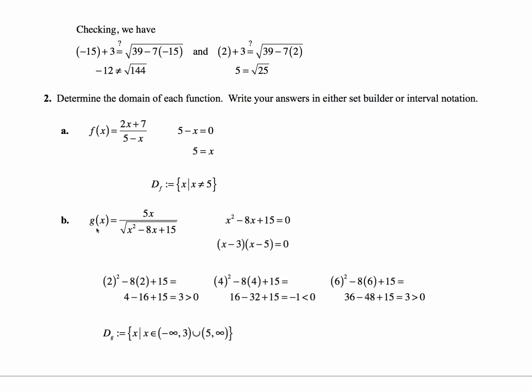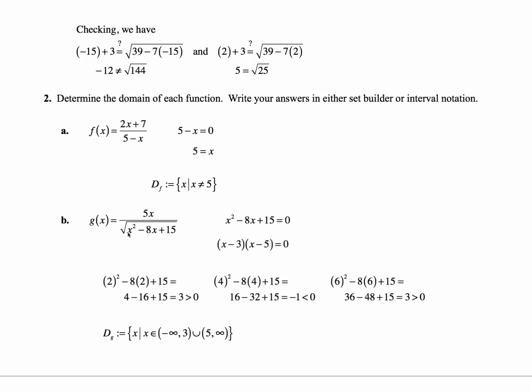Now, in the function in part B, we have a fraction, a quotient. It isn't, strictly speaking, a rational function, but it is a quotient. And we have a radical. We have a square root. And so we need to check.